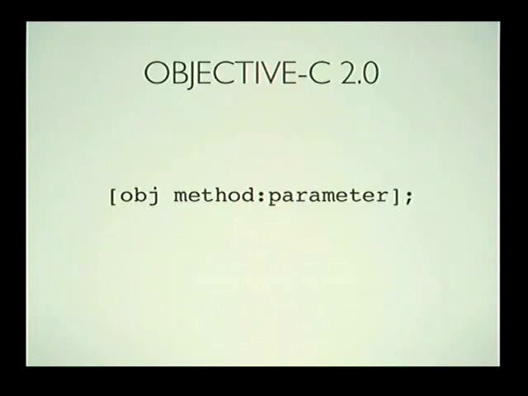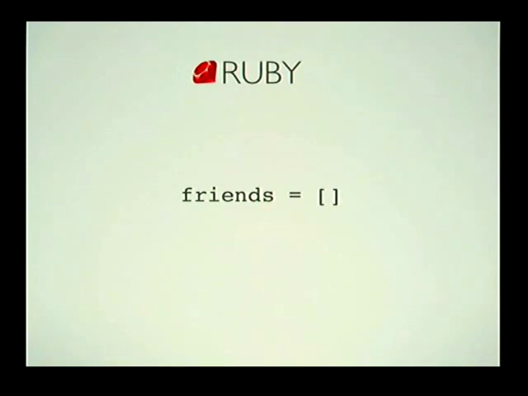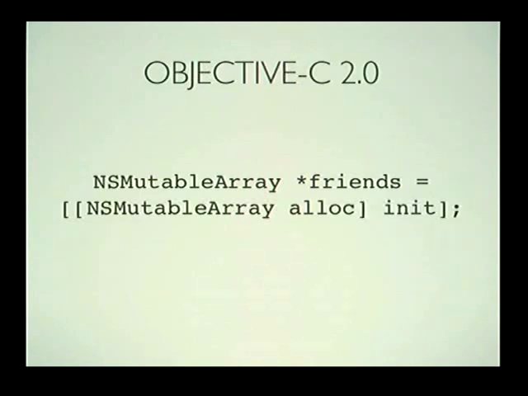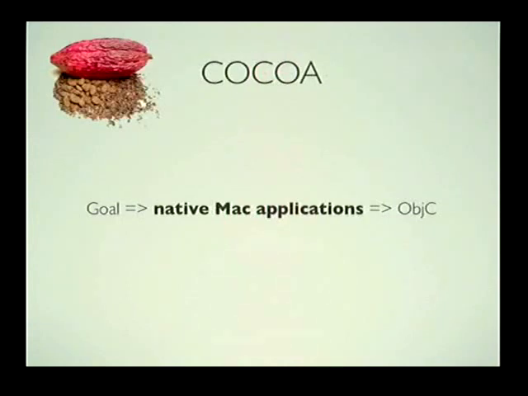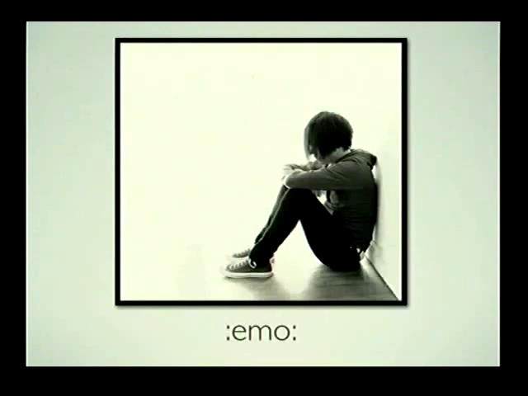Until we start doing stuff like this, where we want to define an array of friends. In Ruby, you do friends equals Array.new. And this is how you do it in Objective-C. Here we're just saying we want to have an array called friends, and that's going to be an NSMutableArray, and we need to allocate it, and then we need to initialize it. And it's not really, really cool. But since our goal is to write native Mac applications, we kind of have to write Objective-C, and that's not cool.